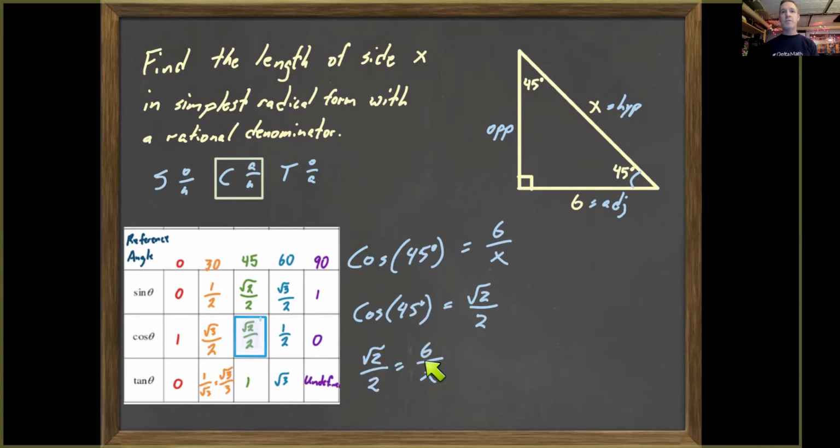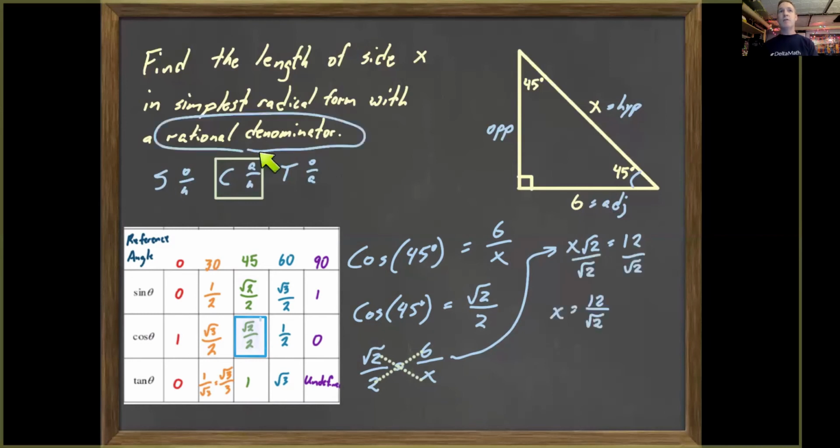Well, now that I have two fractions equal to each other, what do I need to do? I need to do some cross multiplication here. So I get x radical 2 equals 6 times 2, which is just 12. So I need to actually get x by itself. So I'm going to divide both sides by radical 2. But I need to rationalize the denominator.